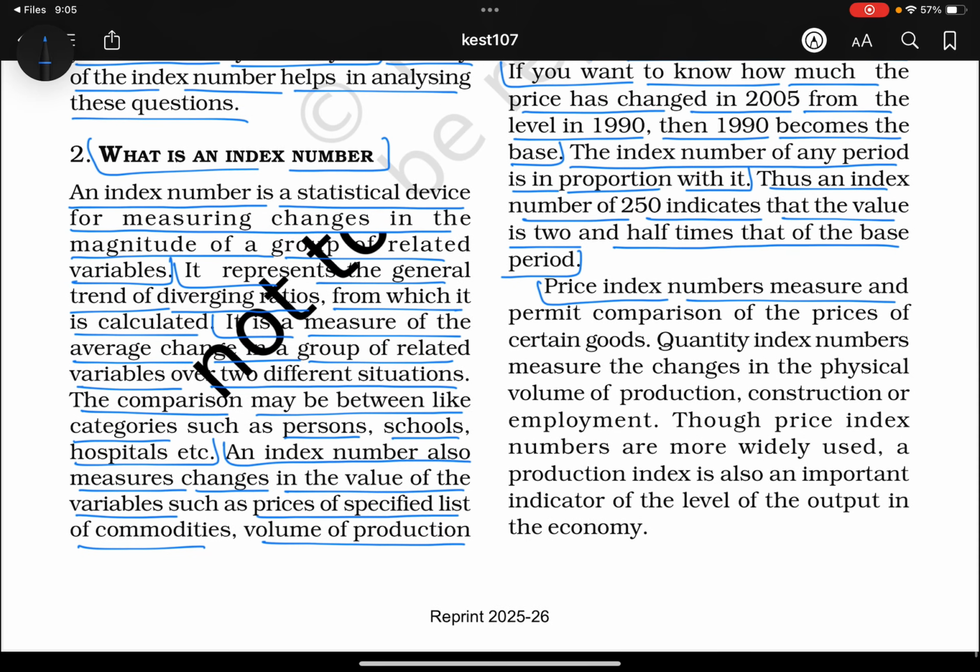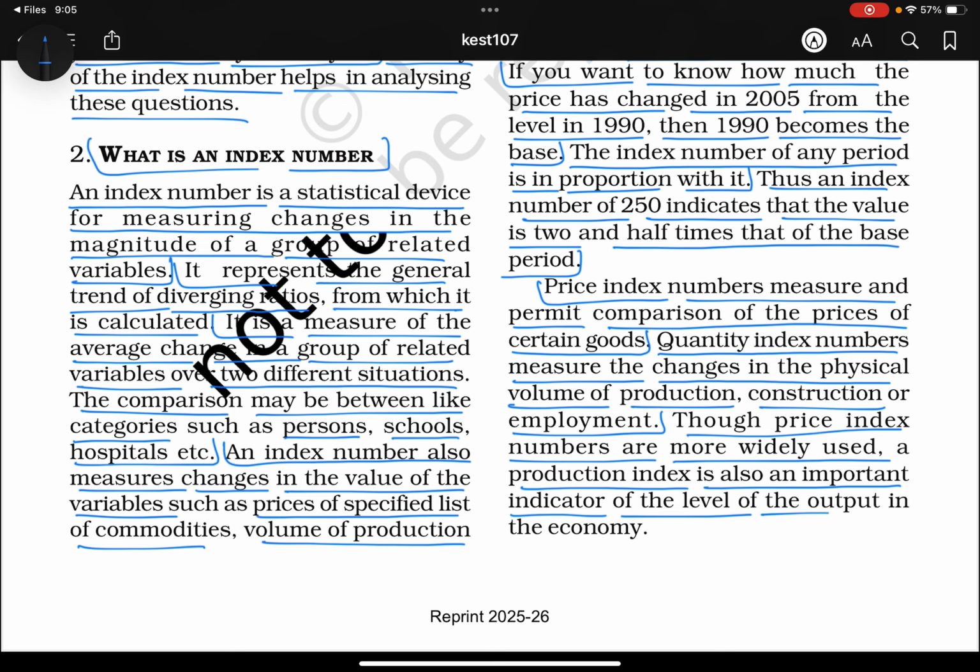Price index numbers measure and permit comparison of the prices of certain goods. Quantity index numbers measure the changes in the physical volume of production, construction, or employment. Though price index numbers are more widely used, a production index is also an important indicator of the level of the output in the economy.